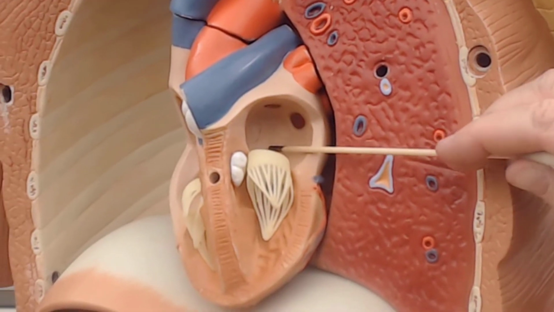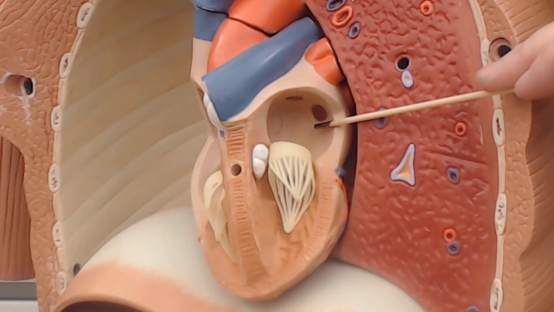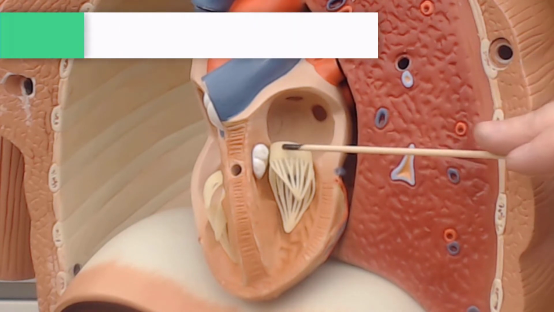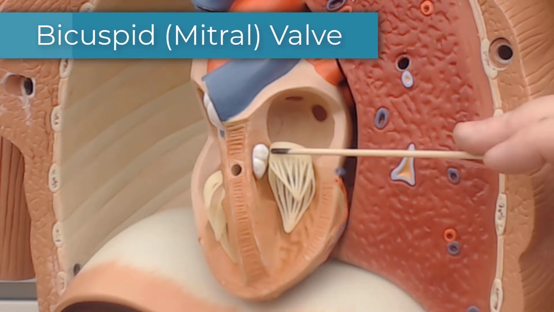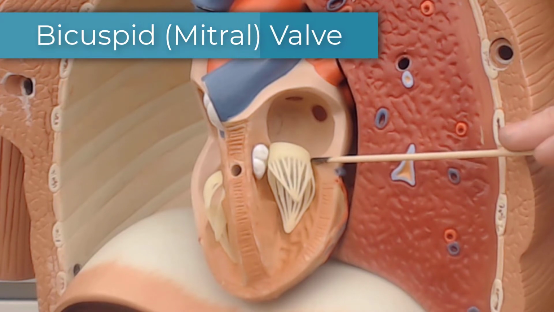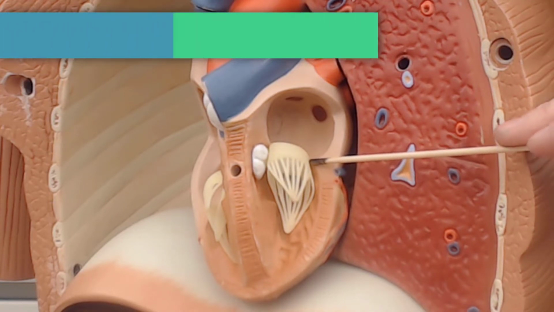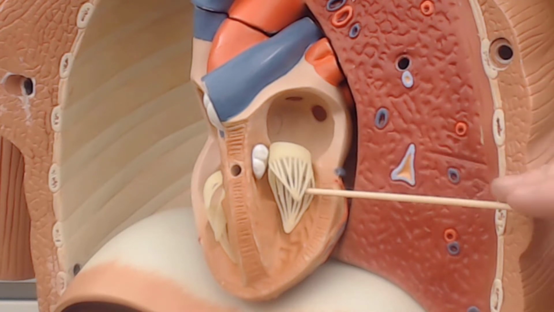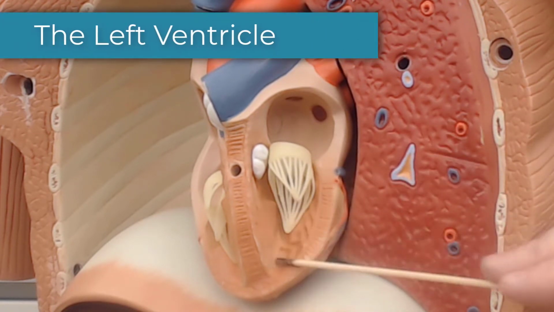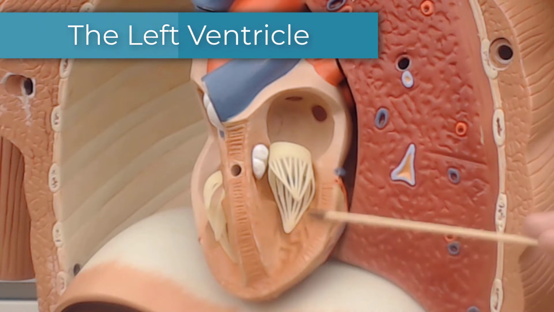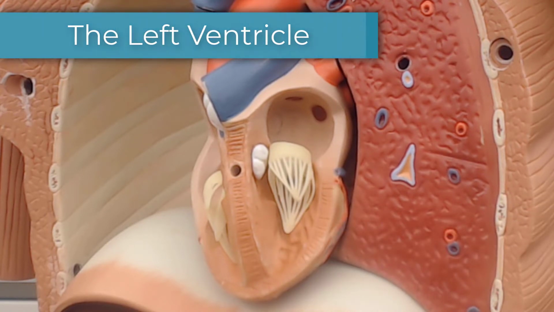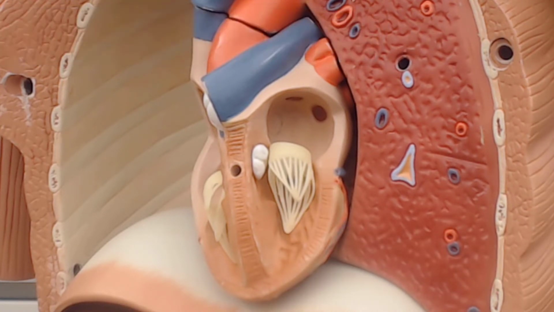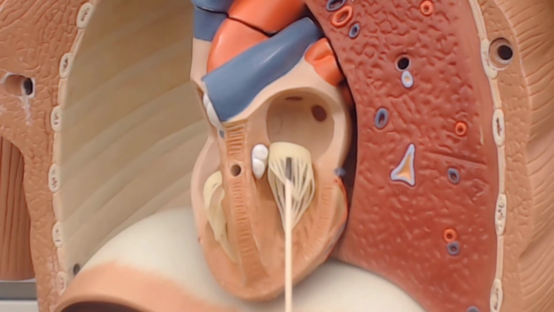Once the blood is here at the left atrium, it will then travel through the bicuspid valve, better known as the mitral valve. Blood can then go through the mitral valve and enter into the left ventricle. Now, the left ventricle is the most muscular and the largest chamber of the heart. When this contracts, the mitral valve is going to close.